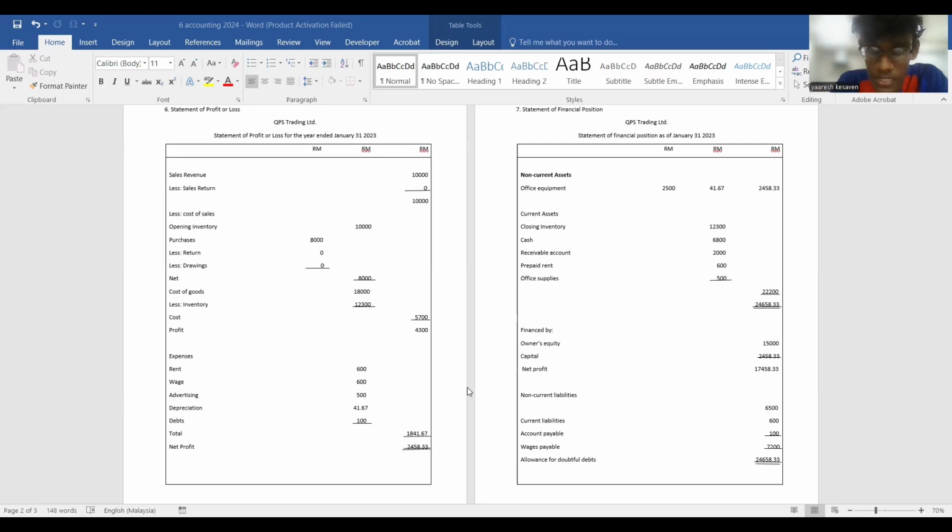For the non-current assets, there are three figures which we could label as office equipment. The first amount is 2,500, the second amount is 41 ringgit 67 cents, and the third amount is 2,458 ringgit 33 cents.